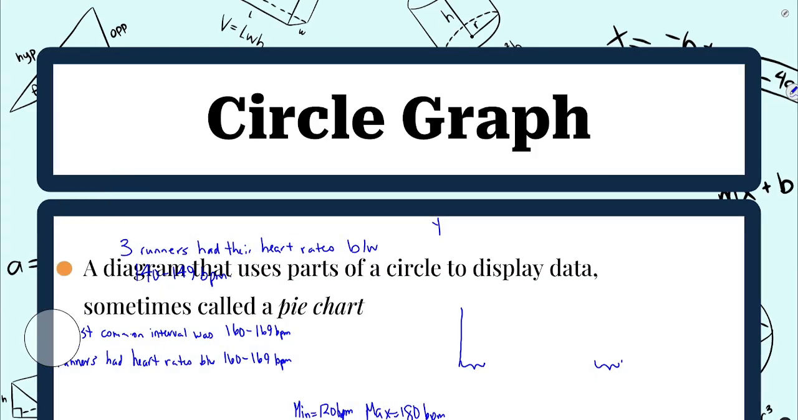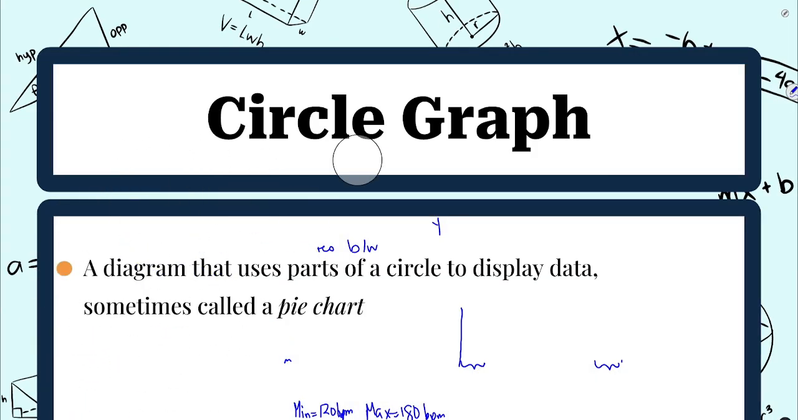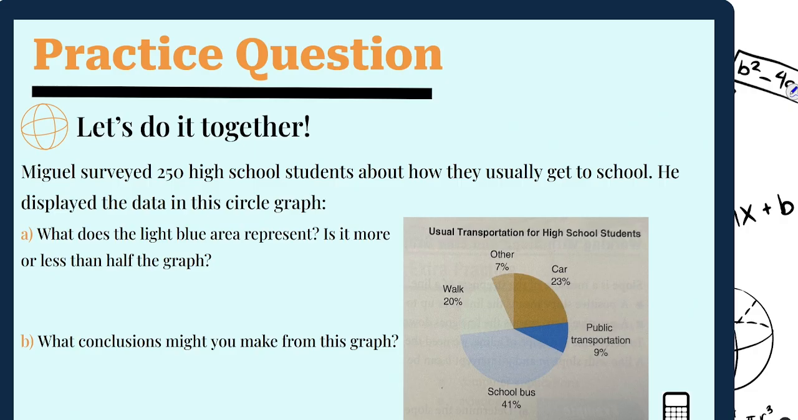Our next example that we're going to look at is a circle graph. A circle graph is a diagram that uses parts of a circle to display data. It's also sometimes called a pie chart. On the board in front of me, I have an example of a pie chart that says usual transportation for high school students.